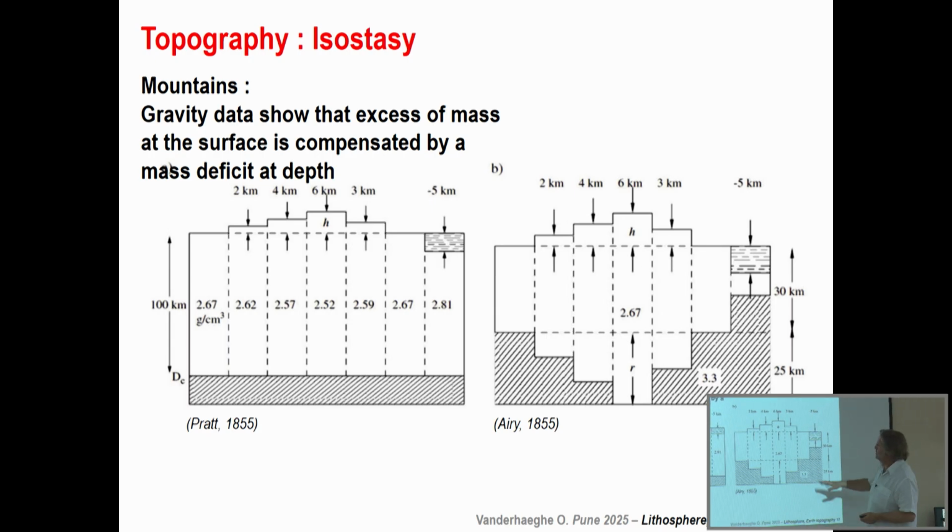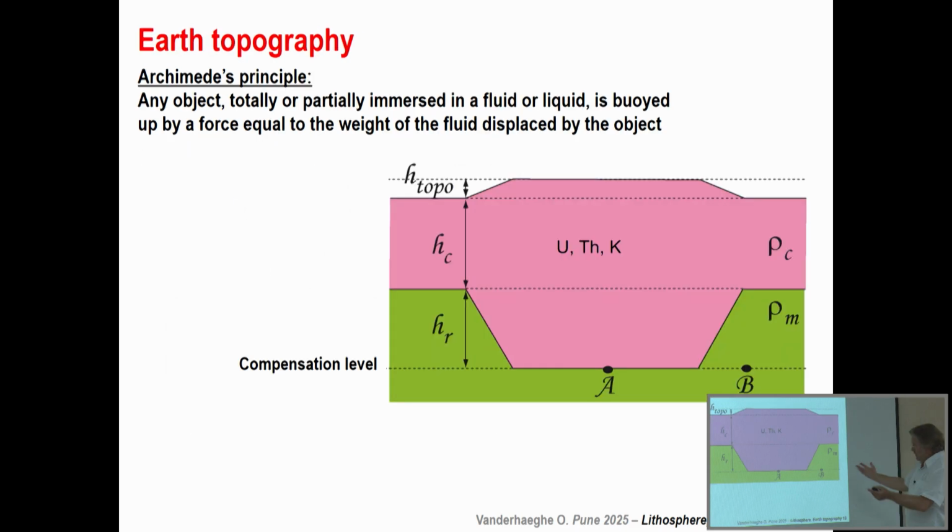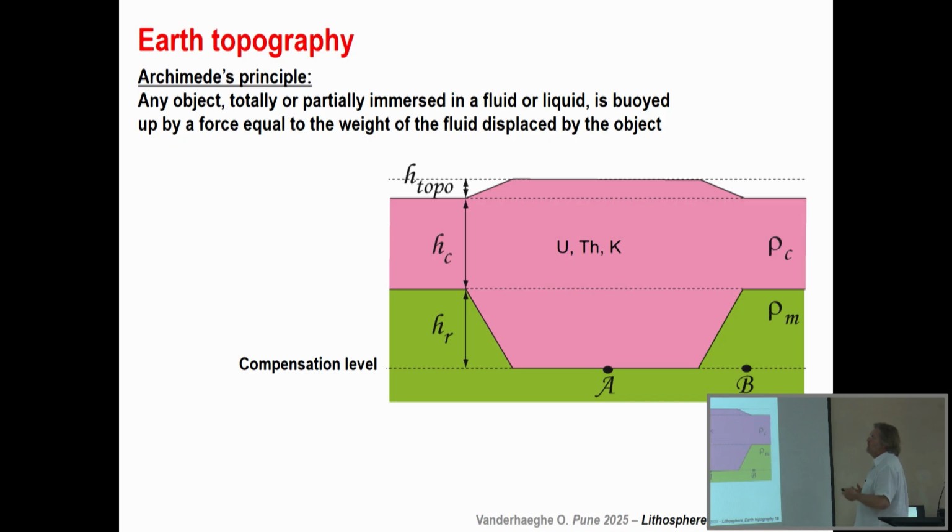This other model says that, okay, no, the crust has all the same density. It's just that beneath mountain belts there are thick mountain roots, to explain that at some compensation level, the pressure beneath the mountain belt is equivalent to the pressure beneath the lowland, taking a density of 3.3 for the mantle and 2.67 for the crust. So that's this model. And it follows Archimedes' principle. Any object totally or partially immersed in a fluid or liquid is buoyed up by a force equal to the weight of the fluid displaced by the object.